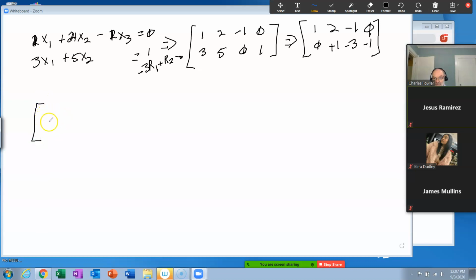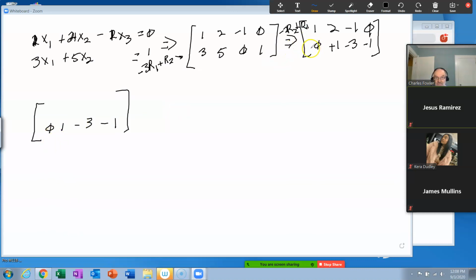We're using the second row, the one with the leading 1 in it now: 0, 1, -3, -1. Now, how are we going to get this to become a 0? -2 times the second plus the first. So, -2 times row 2 plus row 1.